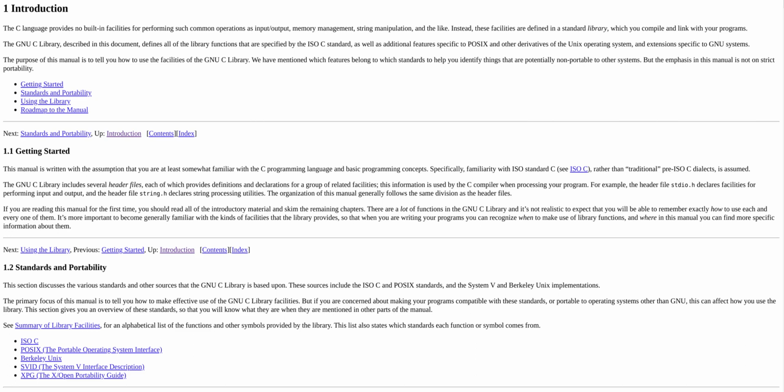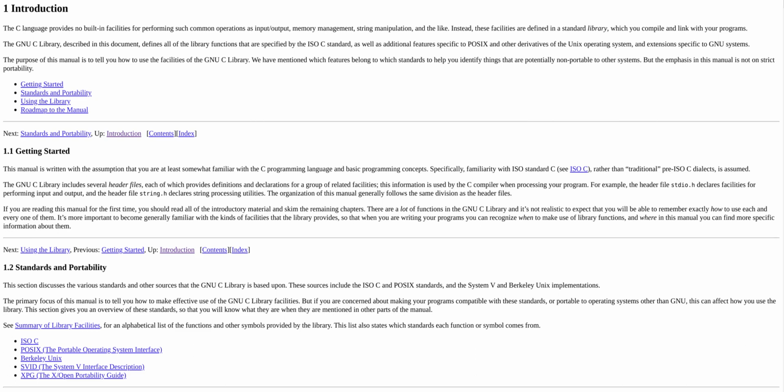1.2 Standards and Portability. This section discusses the various standards and other sources that the GNU C library is based upon. These sources include the ISO C and POSIX standards, and the System V and Berkeley Unix implementations. The primary focus of this manual is to tell you how to make effective use of the GNU C library facilities. But if you are concerned about making your programs compatible with these standards, or portable to operating systems other than GNU, this can affect how you use the library.